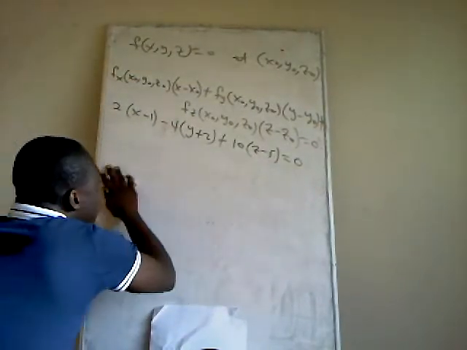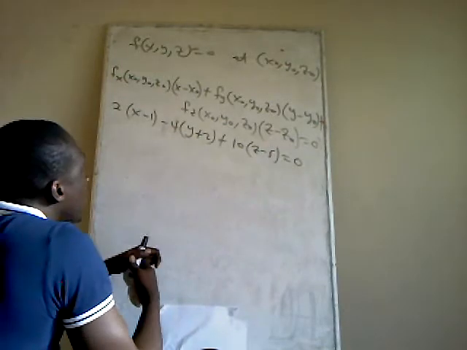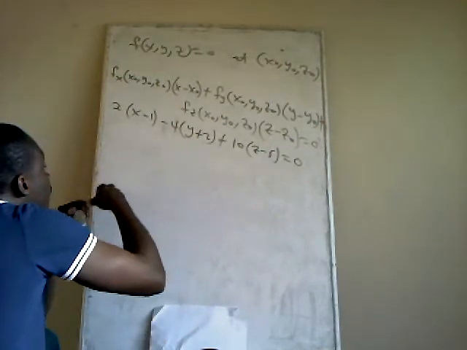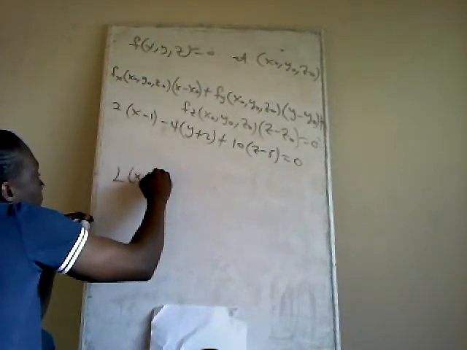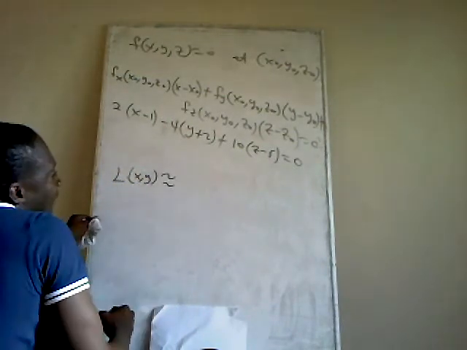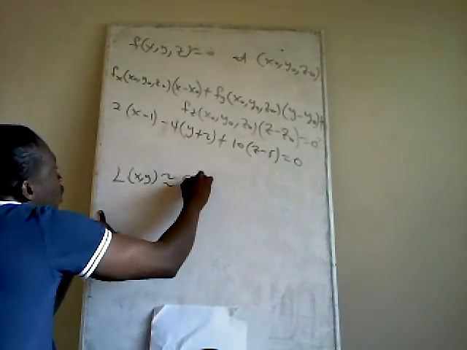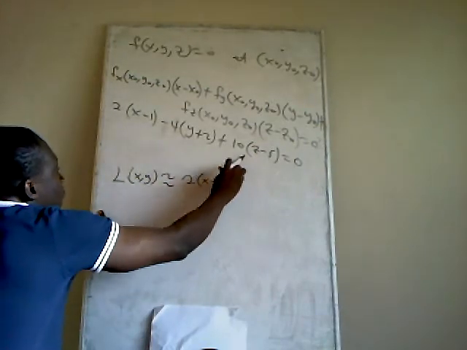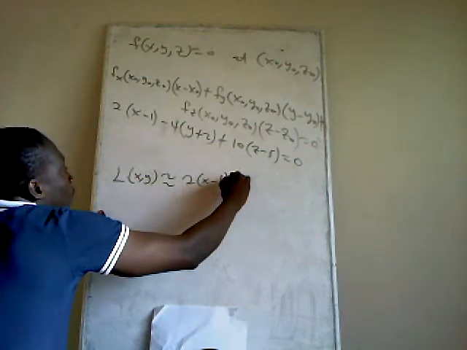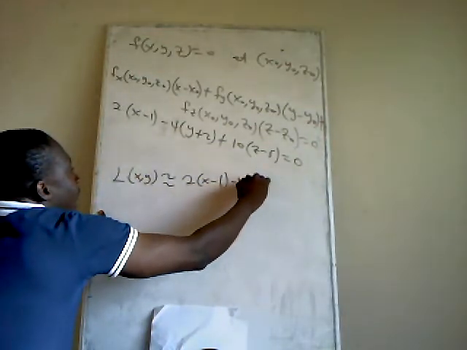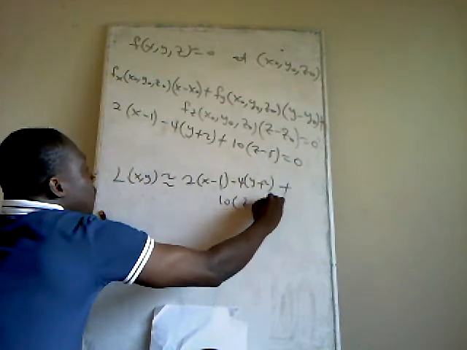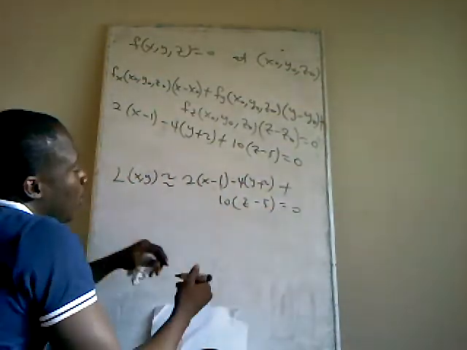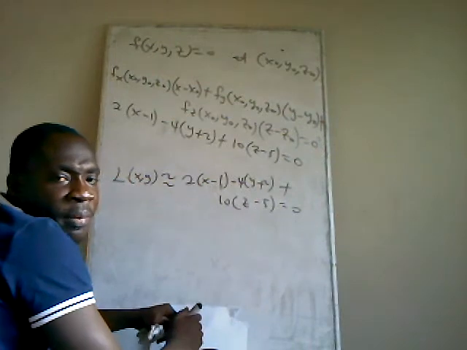So if you are asked to find the linear approximation to a surface at a point, it's going to be like this, right? Then I'll write 2 times x minus 1, minus 4 times y plus 2, plus 10 times z minus 5, is equal to 0. Okay, that is linear approximation.